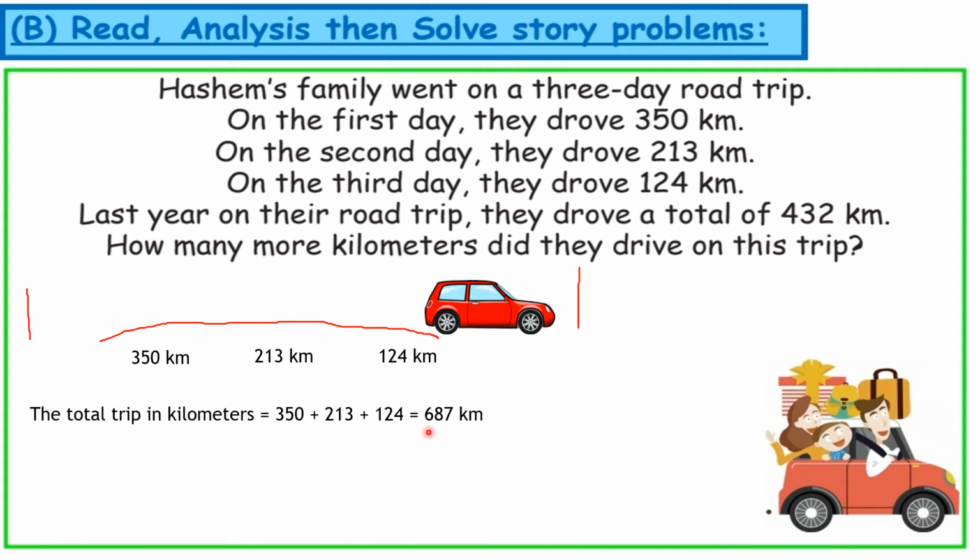This was 687. So this year they drove a lot more. But let's see how much more. So the difference between the two trips, I will take away or subtract the kilometer of this trip minus the kilometer of the last year. So it's going to be 255 kilograms.